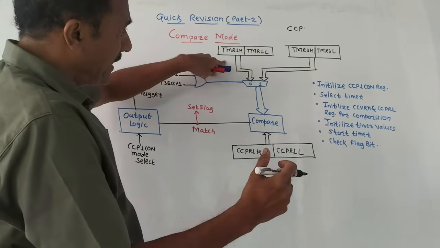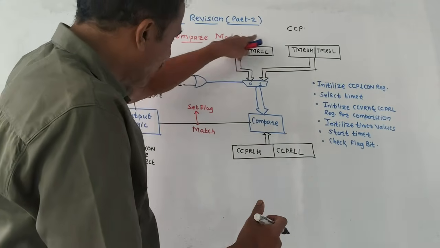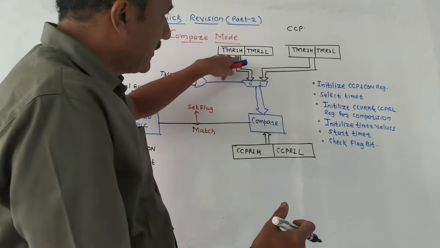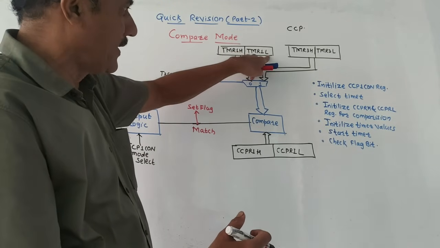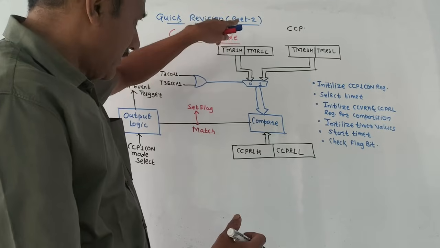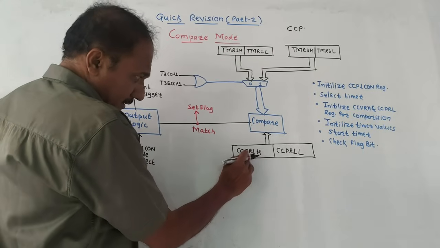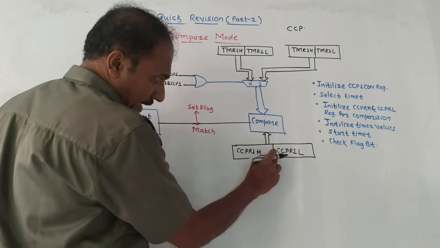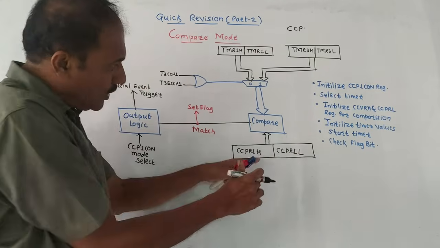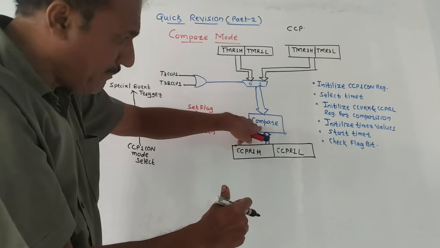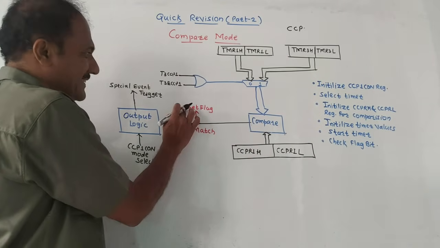For comparison, we can use either timer 1 or timer 3. This is optional. Suppose हम लोग timer 1 use कर रहे हैं. So, for 16 bit, I am using two registers, higher and lower register of timer 1, जहाँ पे हम लोग reference value store करेंगे. Then, these values, CCPR1H and CCPR1L, again these are 16 bit values, will be continuously compared by using this block. Whenever matching is found, a particular flag is set.